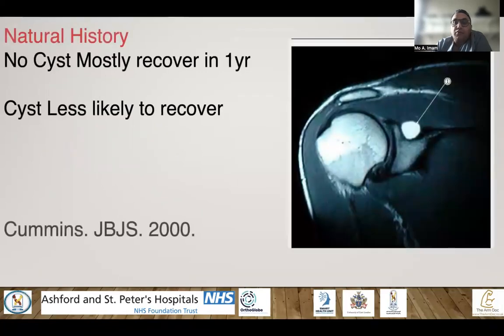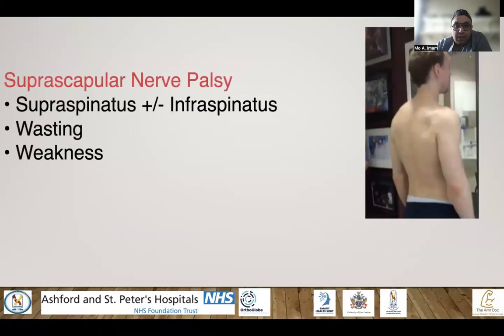Okay, so the first question when you see these patients is: is there a cyst or not? In patients with no cyst, the majority will recover, and that's why we are lucky when we miss these diagnoses in some of our patients, and they do well. In those with cysts, it's less likely to recover, and surgery might be indicated. Those patients can come with frank wasting of the infraspinatus, as you can see here.